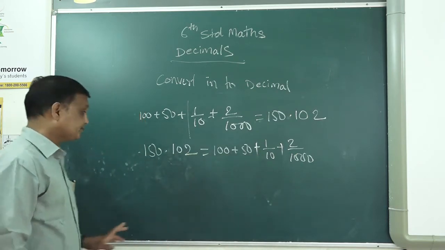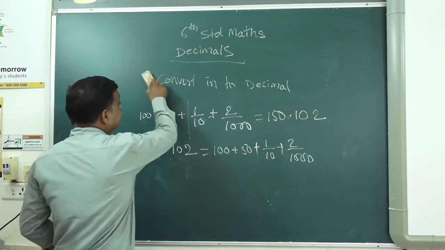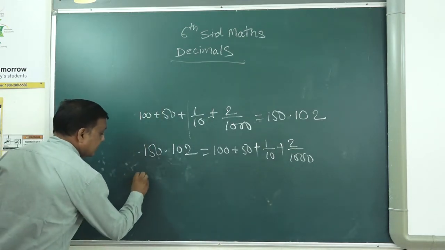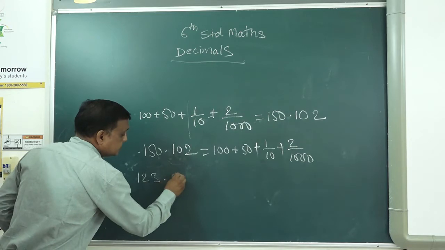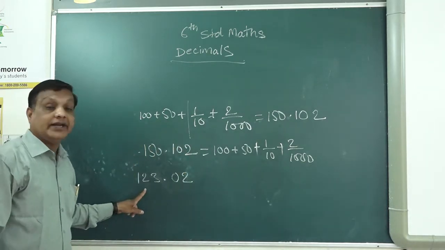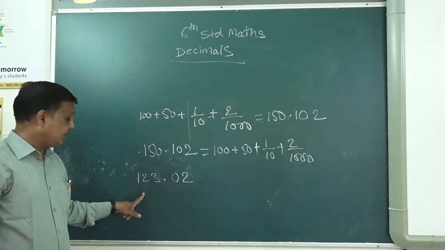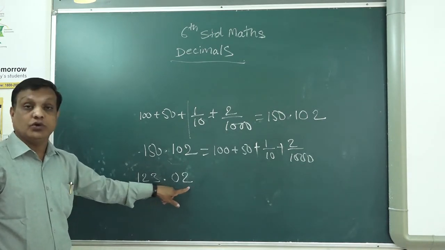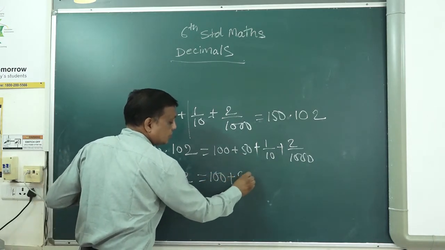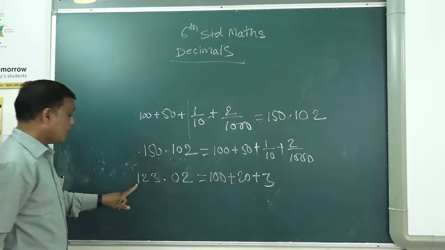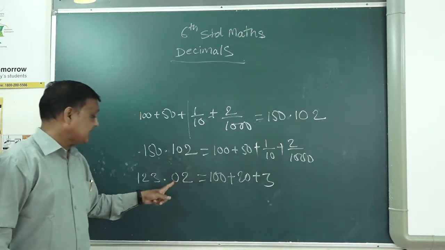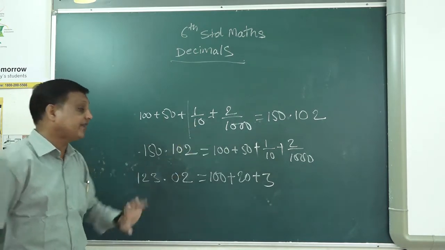One more I will take so you will understand. Here I am giving you 123.02. Now how to write this in expanded form? 123.02, how to write? 100 plus 20 plus 3. As the decimal point started, it will become a fraction.